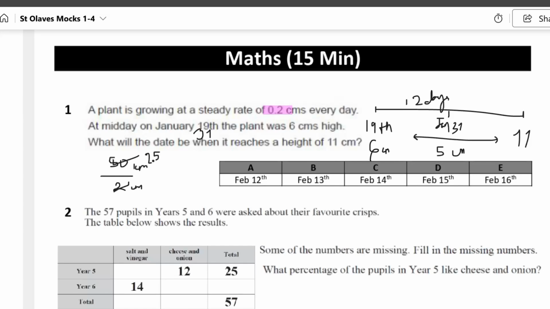And then we have to make 25. So if you've made 12 days, we have to add 13. So in February, we are in February for 13 days. Therefore, the answer will be February 13th, which is B.